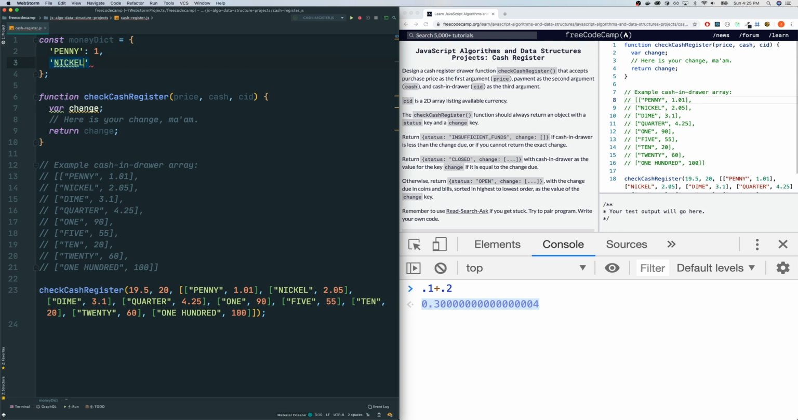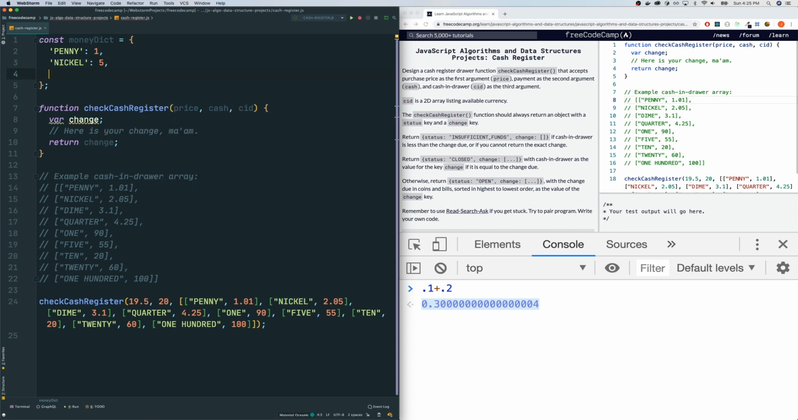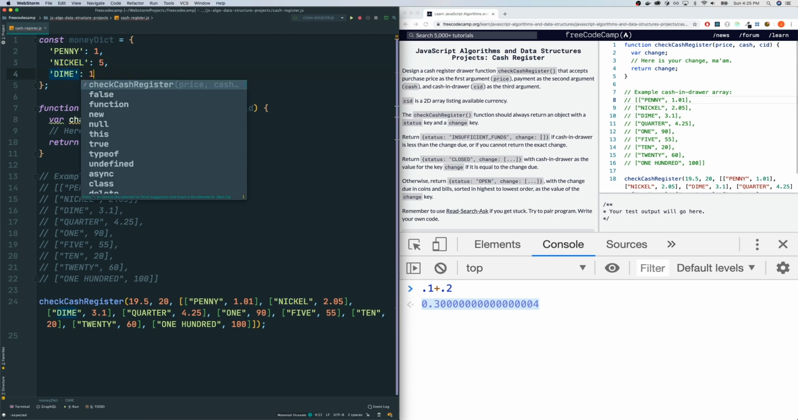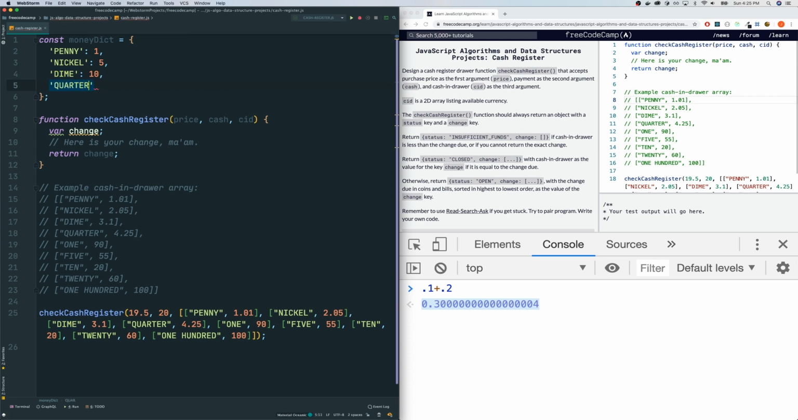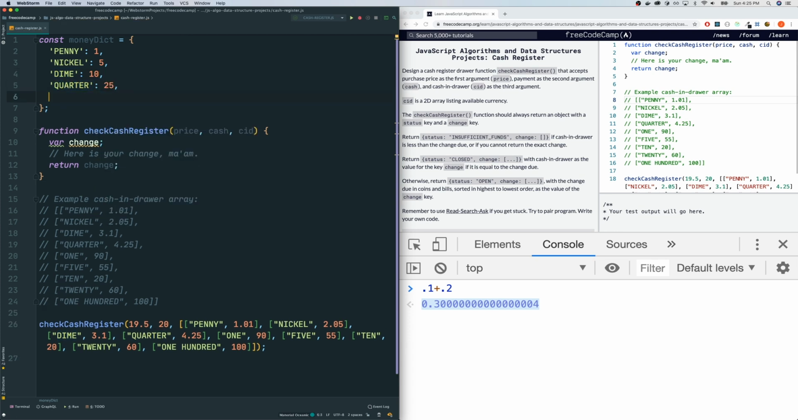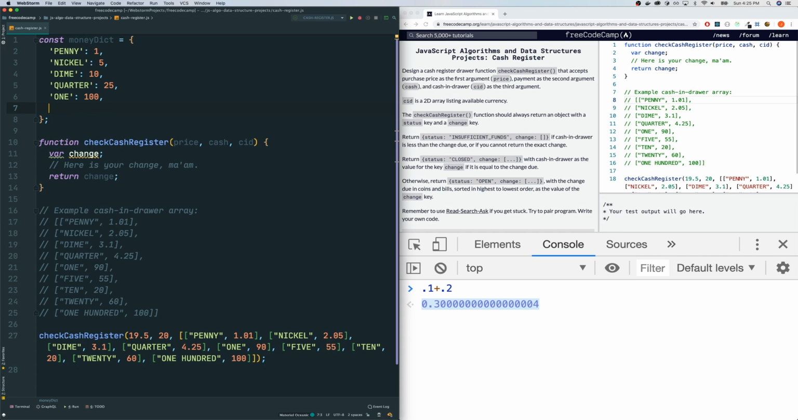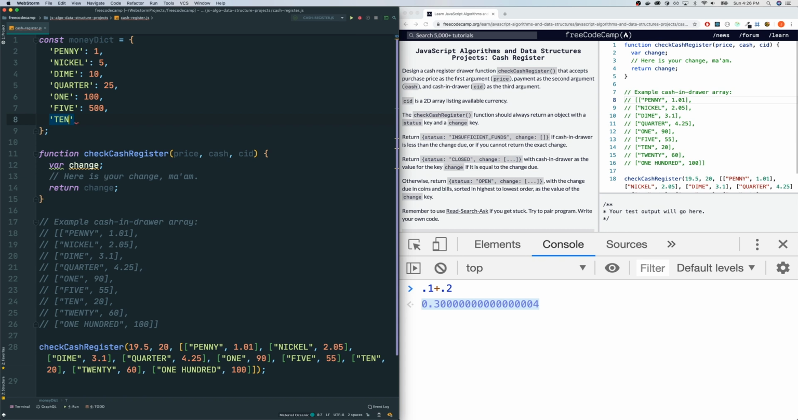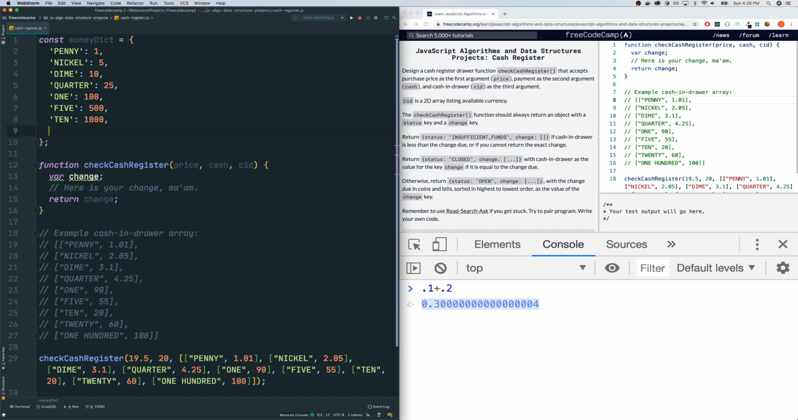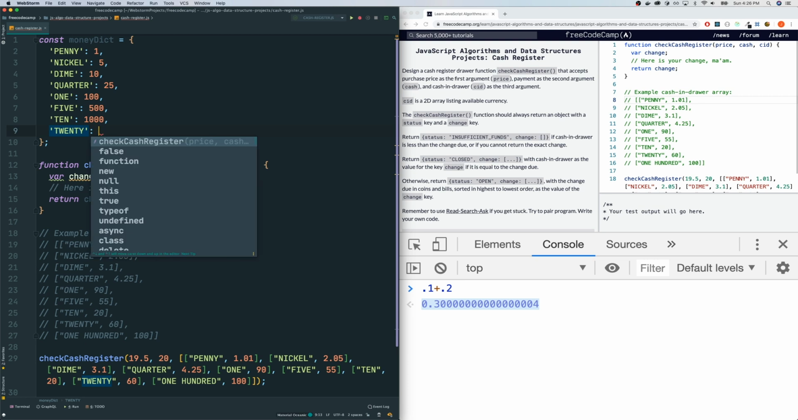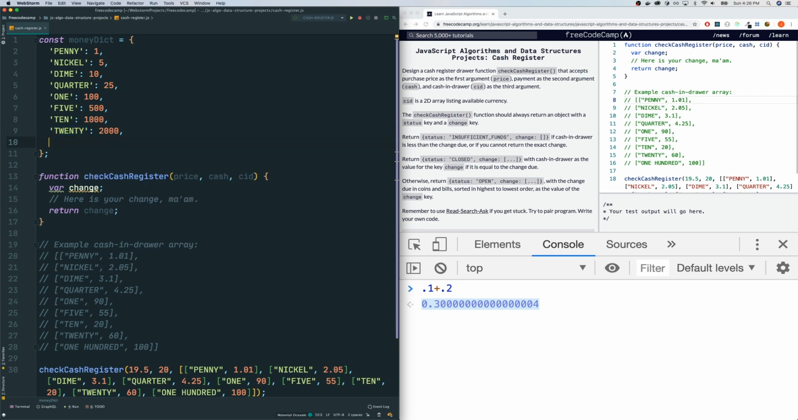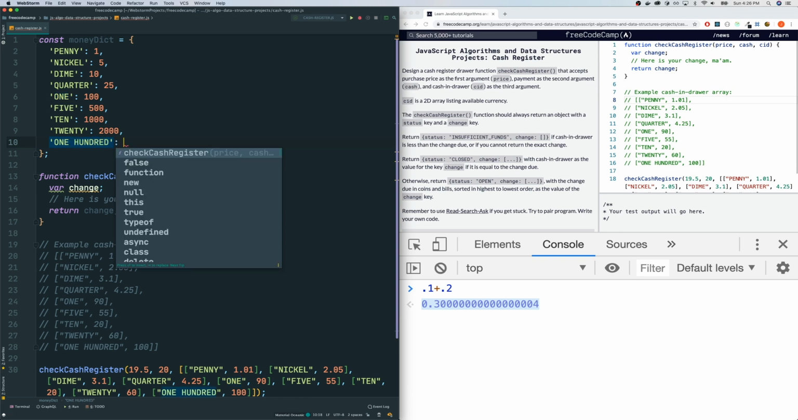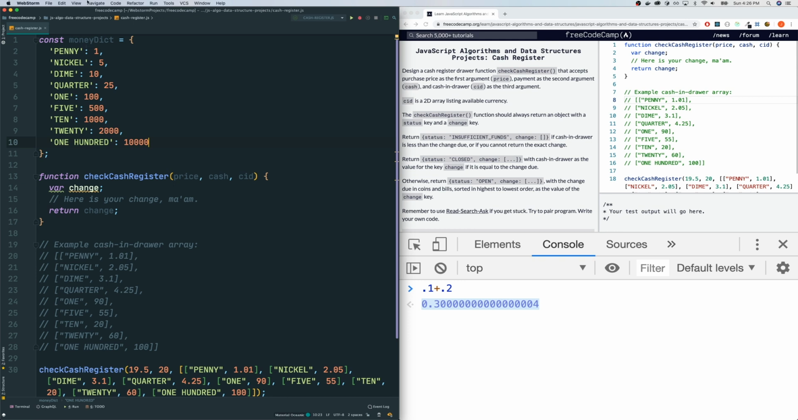And then we have nickel. Make sure you write these very carefully. Don't make typos. Which is 5. Dime, which is 10. Quarter, which is 25. Now we get to 1. Remember, not dollar, but 1. And this is 100. 5, which is 500. 10, which is 1,000. 20, which is 2,000. We skip 50. For some reason, they don't have $50 bills. And we get to 100, which is 10,000. So make sure you wrote these very carefully.